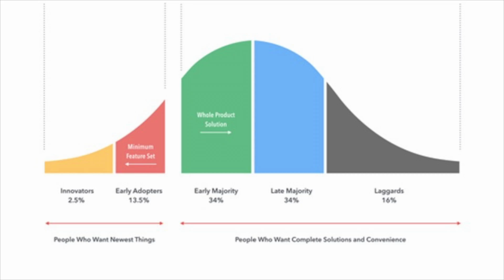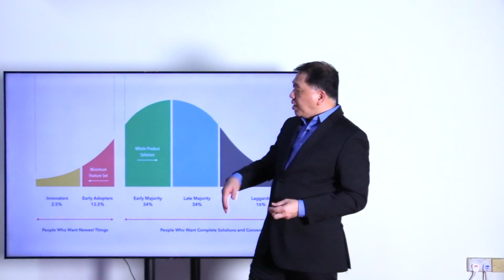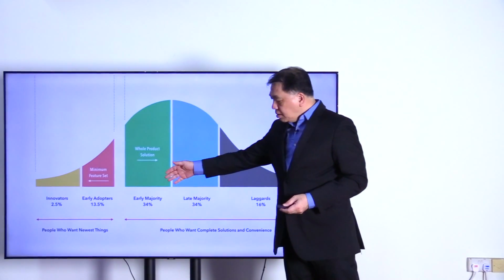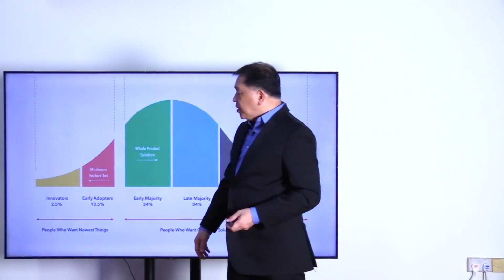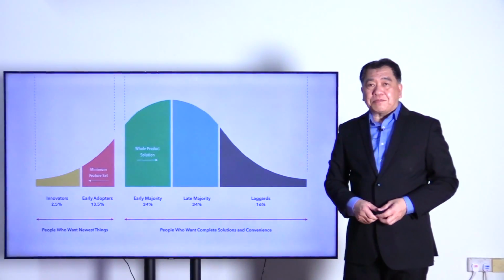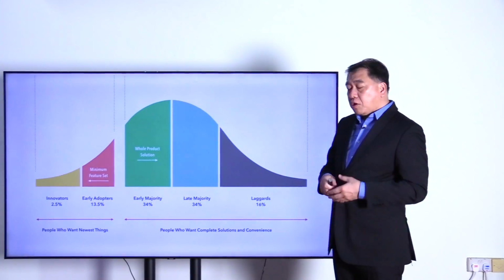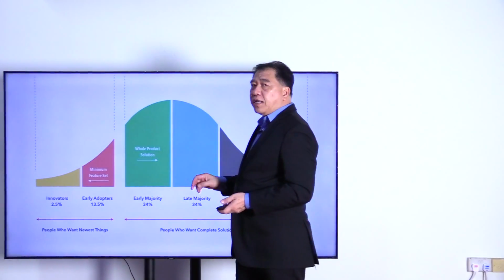Now the question is this. Research done by Geoffrey Moore says that there is a difference between the early market, which comprises innovators and early adopters, and the late market, the early majority and late majority. So we are talking about 2.5% plus 13.5%, that's about 16%, versus 68%. What Geoffrey Moore in Crossing the Chasm is trying to say is that early market requirements are quite different from the late market.